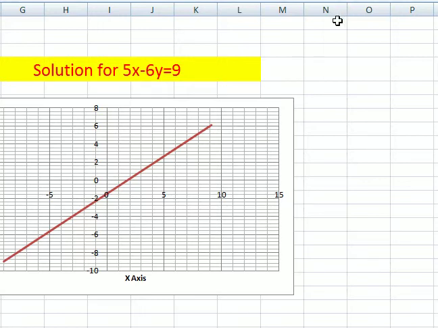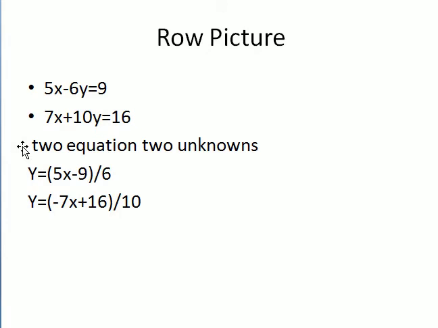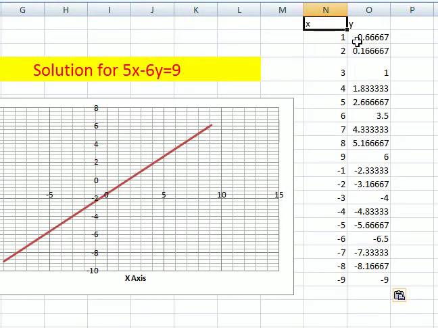So if you see here, I have given the x value from 1 to 9 and minus 1 to minus 9. I have applied it in this equation, y is equal to 5x minus 9 by 6, and I have found the solution. I have written this equation and the solution, and dragged it to the rest of the values.